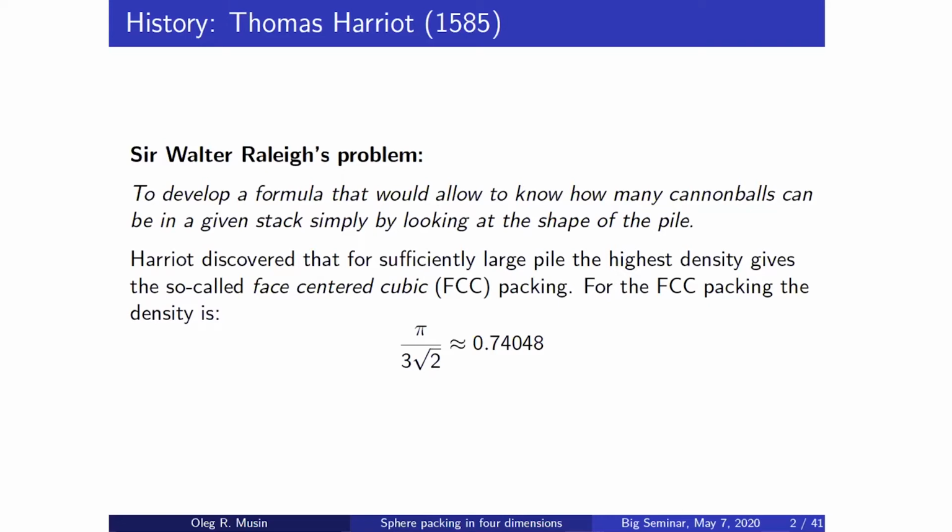Harriot discovered a formula. He discovered that if we have a sufficiently large container, the density of cannonballs that can be packed is about 74% of this volume, namely pi over square root of 18. You can see this formula.